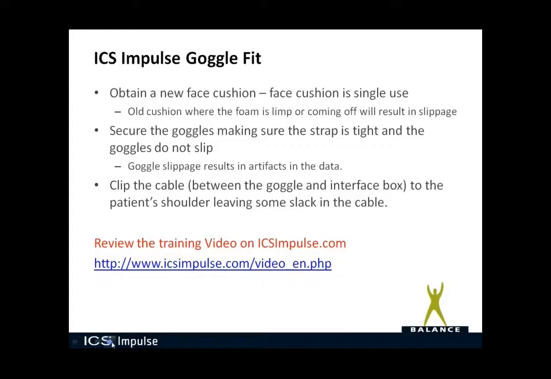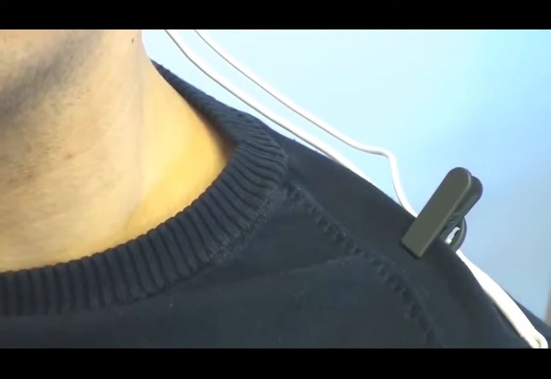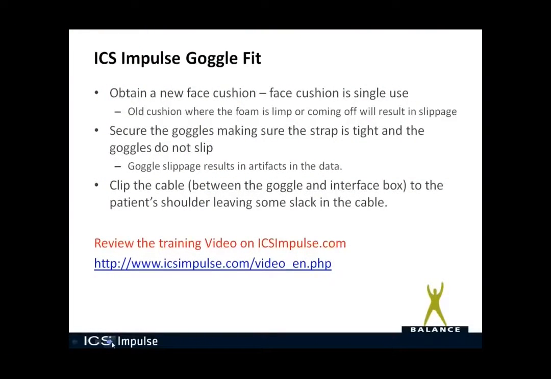You need to make sure you secure the goggles, making sure the strap is tight and the goggles do not slip. Goggle slippage, again, results in artifacts in the data. And then the other thing that's very important is there's a clip on the cable that should allow you to clip the cable that comes from the goggles to the interface box onto the patient's shoulder or onto their collar. You definitely want to clip this cable on there. Anytime you're doing head impulses and that cable is hanging there without being clipped to the patient, the pulling on that cable can cause movement of the goggles and cause slippage. So it's very important that you clip that cable to the patient's shoulder.